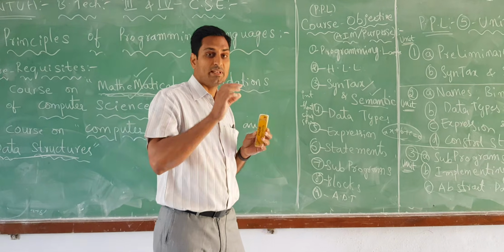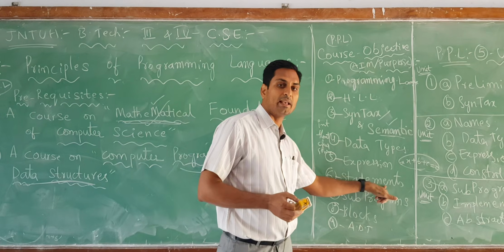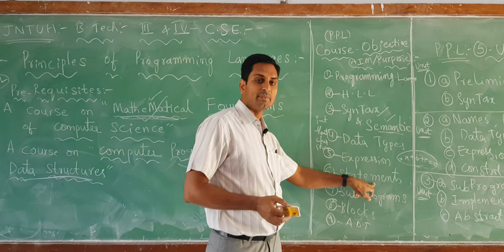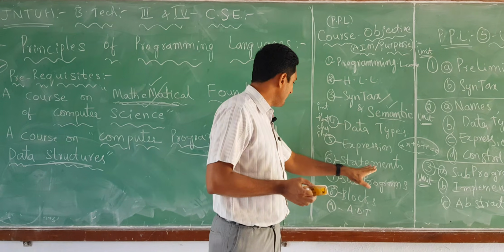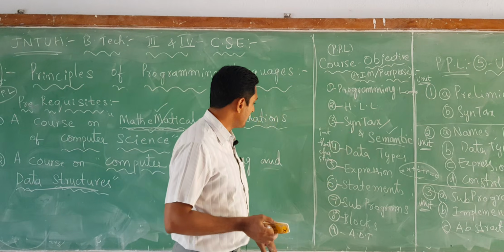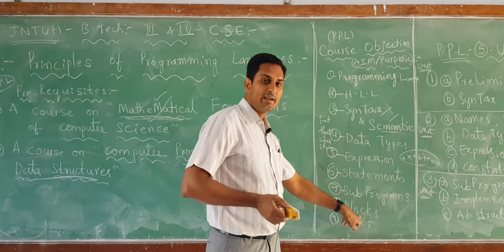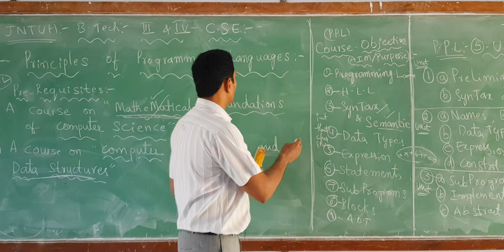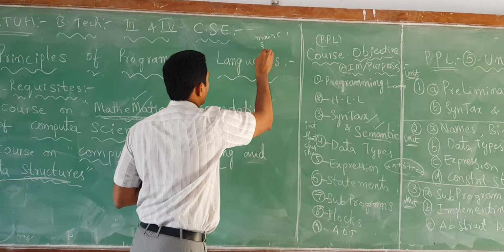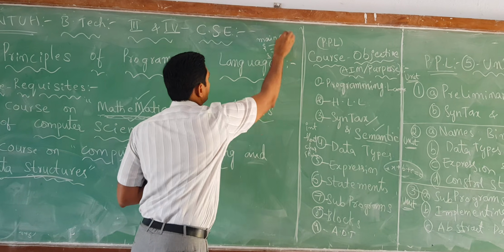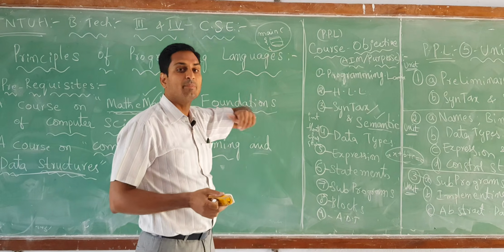Statements. In English, every line is called a sentence, but in a technical programming language, every line is called a statement. Every statement ends with a semicolon, that is a syntax rule of a programming language. Subprograms: a program within a program is called a subprogram. Blocks means an area of the code. For example, a function. Main is a function. Curly braces start from here to here. These are some lines. This is called a block of code. A block of code has some functionality, doing some task.